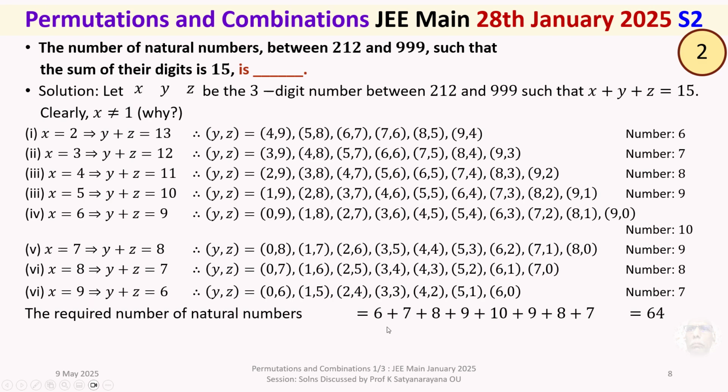So that's all. The required number of natural numbers between 212 and 999 such that the sum of their digits is 15 is, add all of them: 6 plus 7 plus 8 plus 9 plus 10 plus 9 plus 8 plus 7. That is 64. So the answer to this question is 64. So that is the detailed discussion of the solution of this problem. We move to the next question.